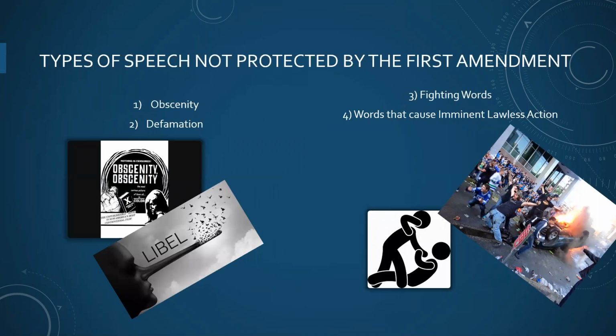So that brings us to the types of speech that are not protected. So the types of speech that are not protected are obscenity, defamation, fighting words, and then words that cause imminent lawless action. So we'll explain imminent lawless action, but essentially, spoiler alert, what that means is that you cannot say something that is likely in the immediate future to produce an action that is lawless. So you cannot call for a riot in the moment where people are hot in tension and they're ready to riot, have the riot happen and say, well, I just said to do it, I wasn't a part of it. No, that's not protected speech.